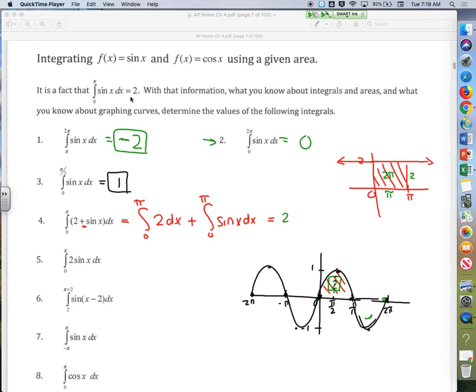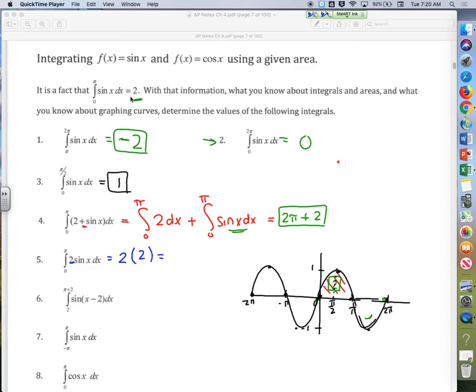So the first piece has an area of 2 pi, and then sine of x from 0 to pi, back in the directions, they told us that was 2 up here. All right, so the next one, you have a scalar out in front, so that 2 stays out in front, and we can think of sine x from 0 to pi as just 2, so we can carry a 4.